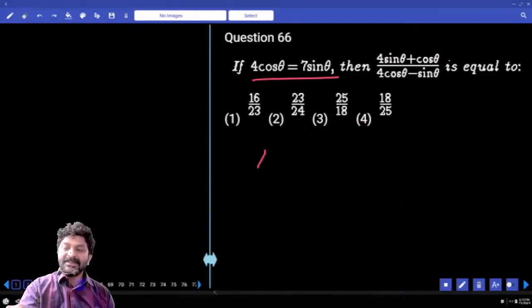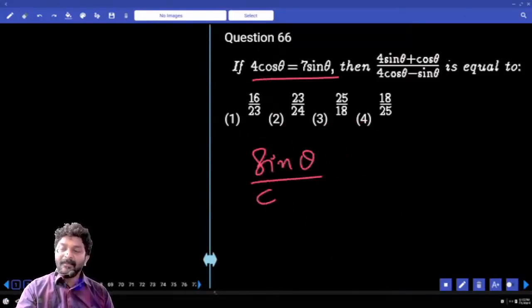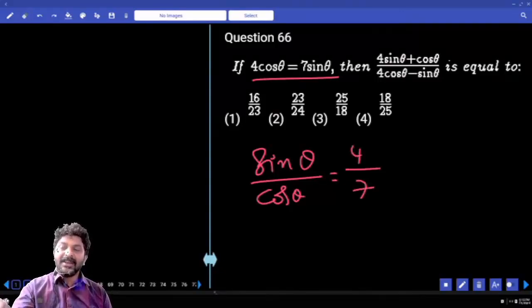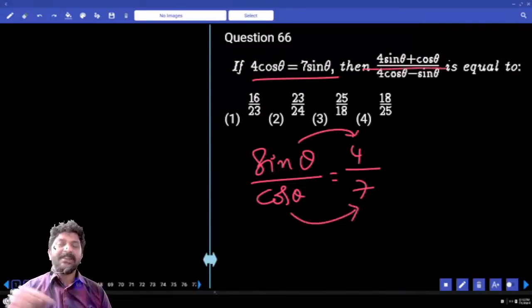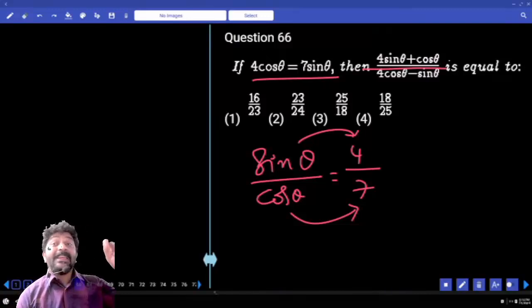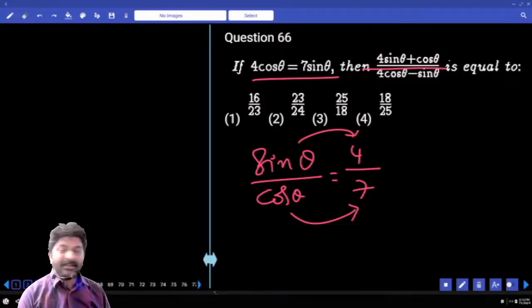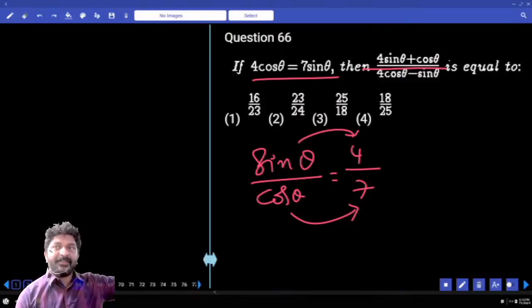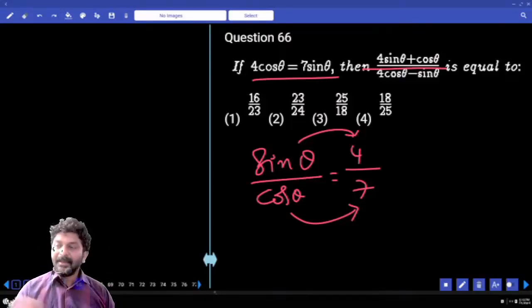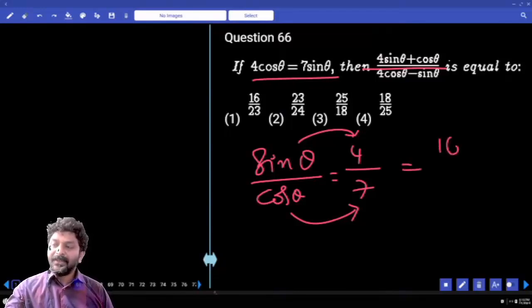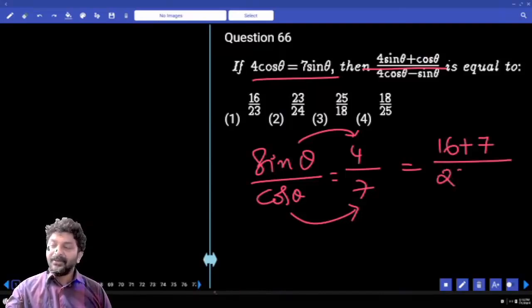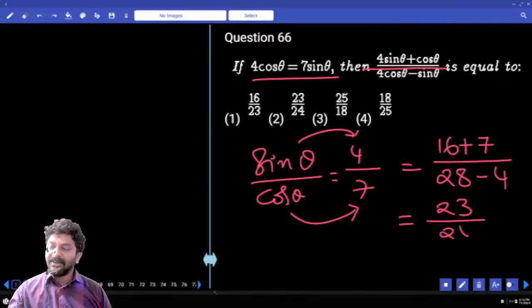Right. From this, sin theta by cos theta is equal to 4 by 7. So you can directly consider sin theta is equal to 4, cos theta is equal to 7, because exponents in both numerator and denominator for each and every term is constant. Am I right? But you cannot directly substitute if their exponents are different. Okay now? Right. 4 sin theta, 4 into 4, 16, plus cos theta 7, 4 cos theta 4 into 7, 28, minus sin theta 4. Numerator is 23, denominator is 24.